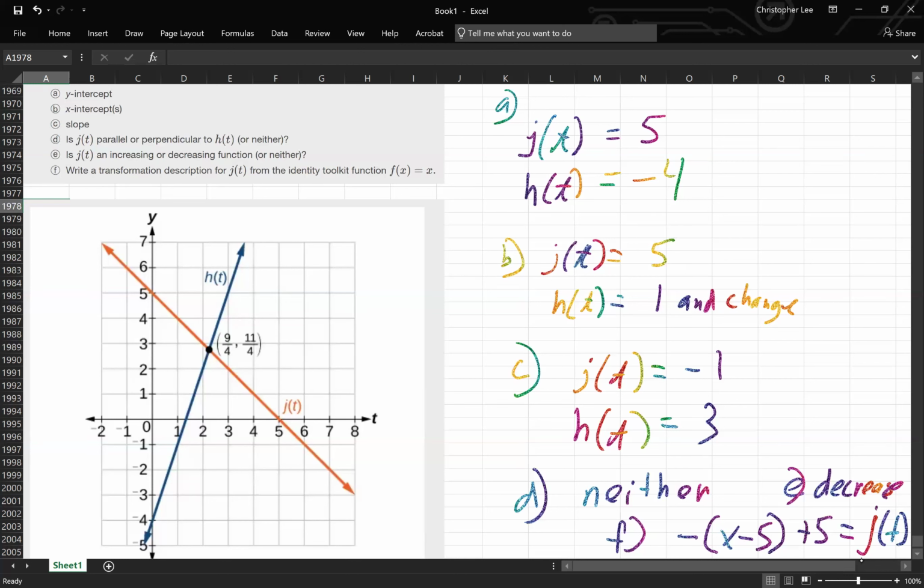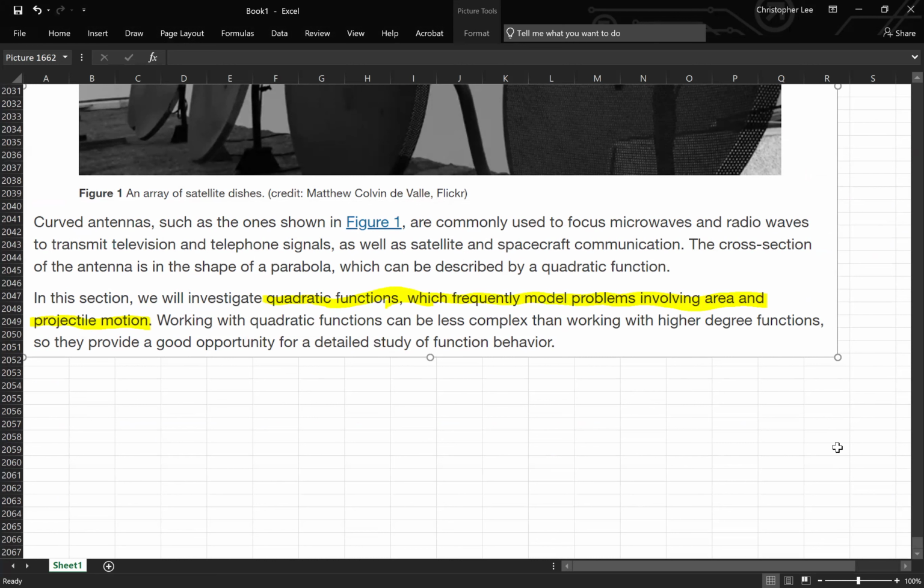Let's look at a little story. All right, so curved antennas, such as the ones shown right here. These look like they pick up everything, HBO, all of that. Curved antennas, such as the one shown, are commonly used to focus microwaves and radio waves to transmit television and telephone signals, as well as satellite and spacecraft communication.